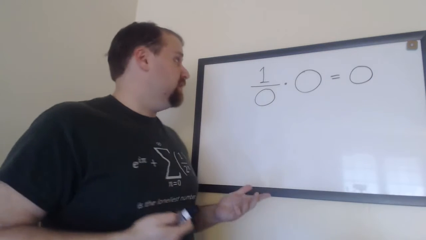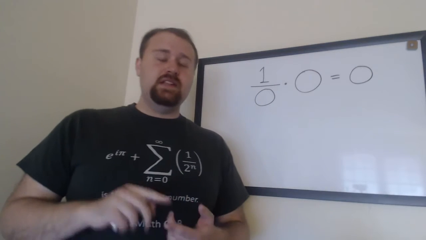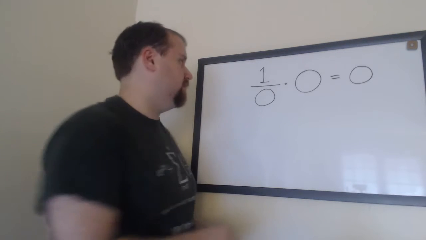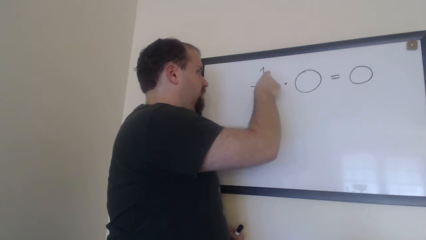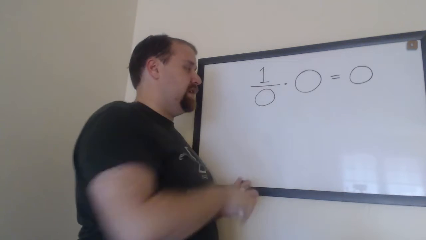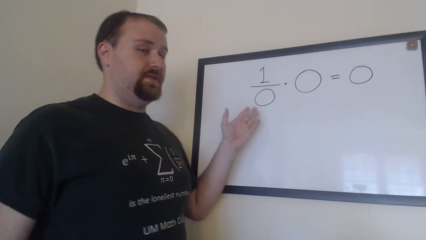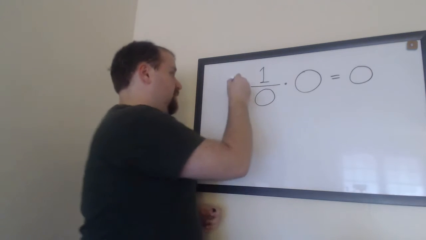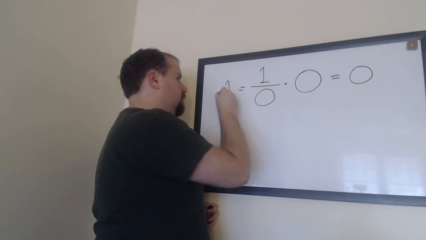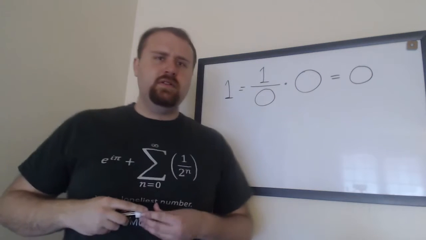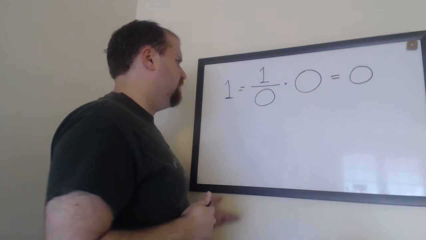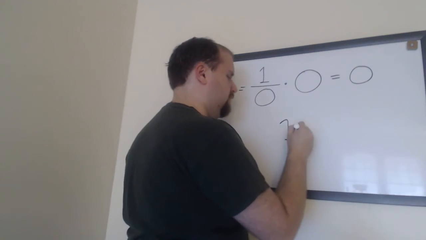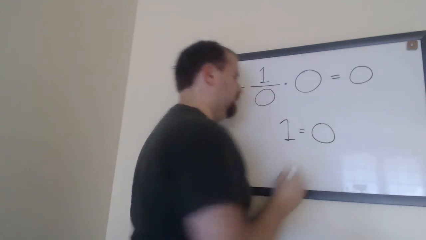But on the other hand, I know that if I multiply a number with its reciprocal, I should always get 1. We have 0, and we have 1 divided by 0. With any other number, this would be the reciprocal of 0. So logically, this number should also be 1. So that leaves us with the conclusion that 1 is equal to 0.